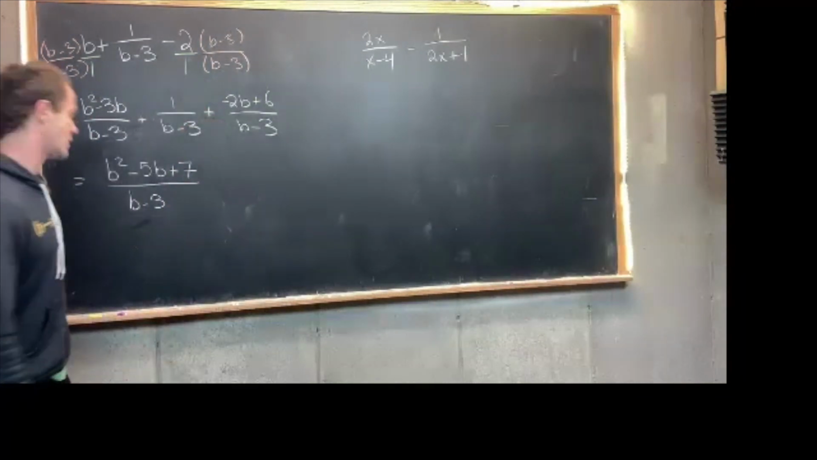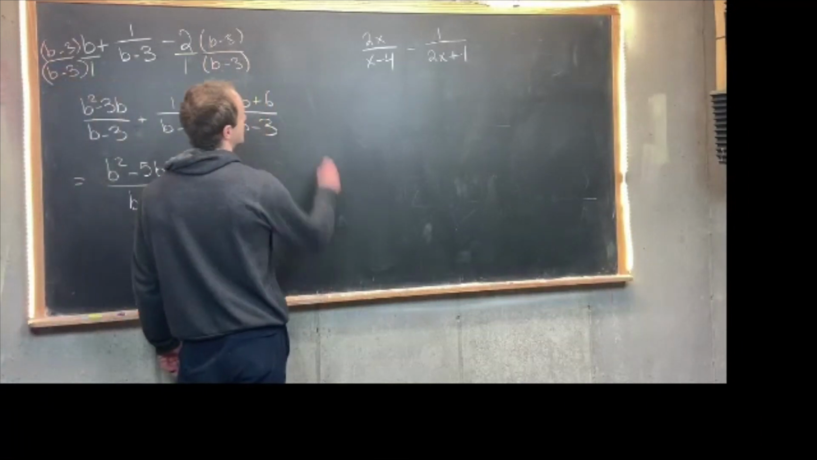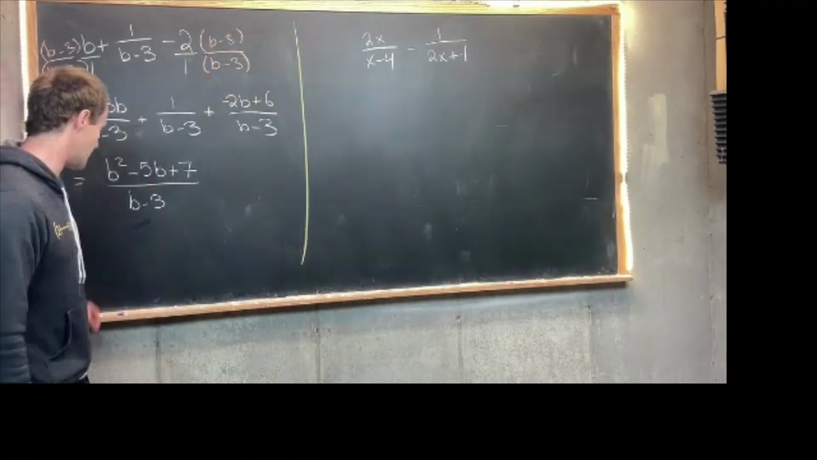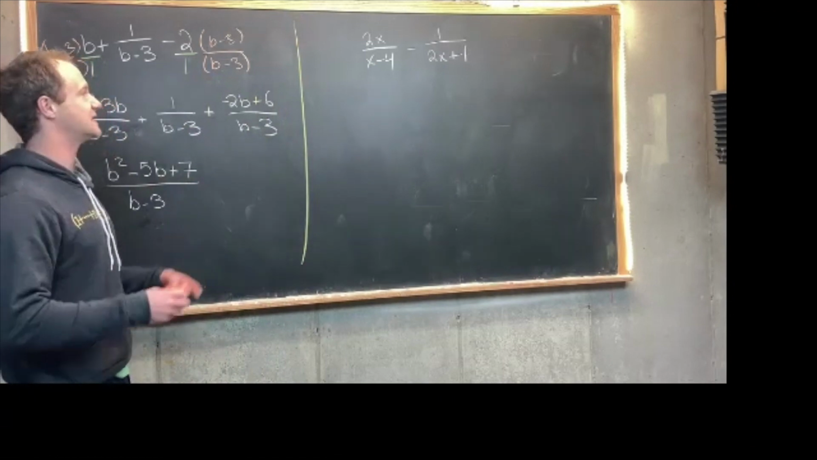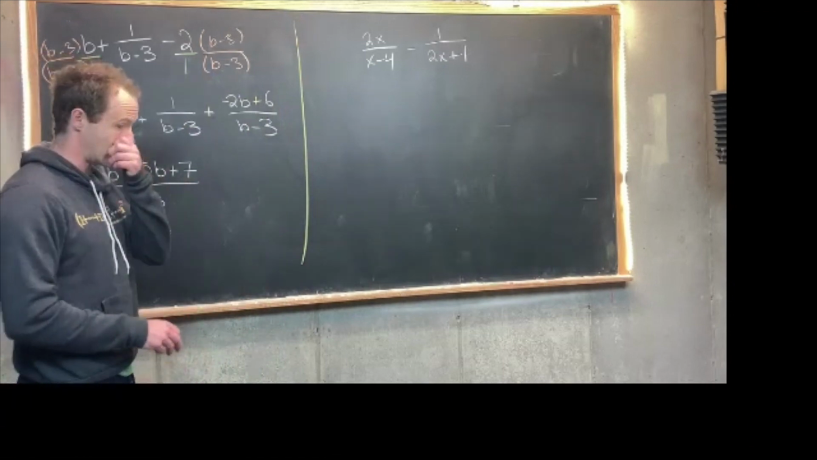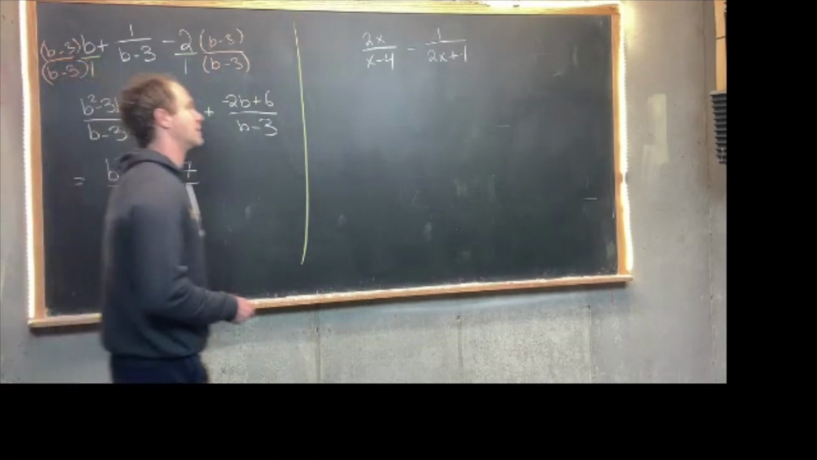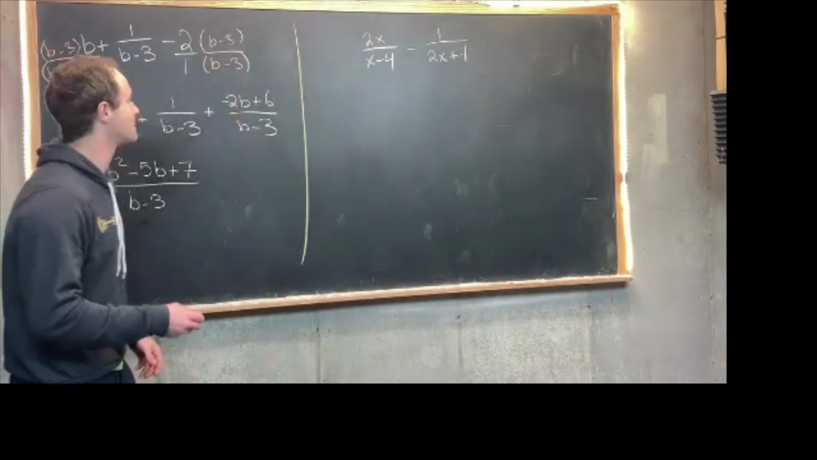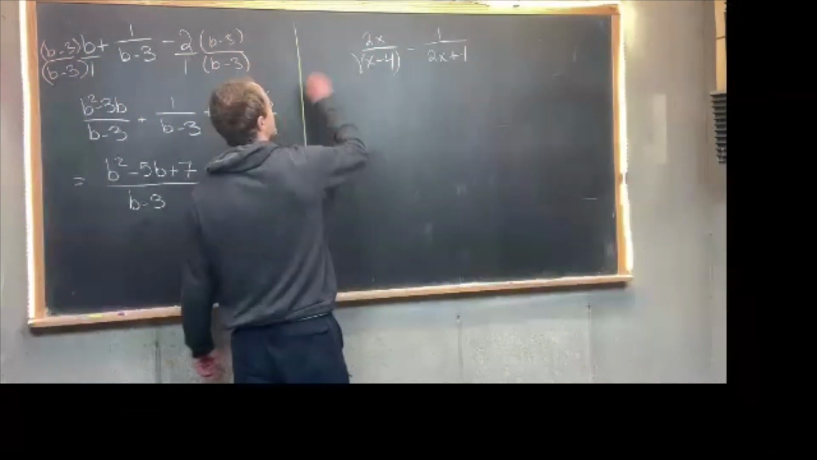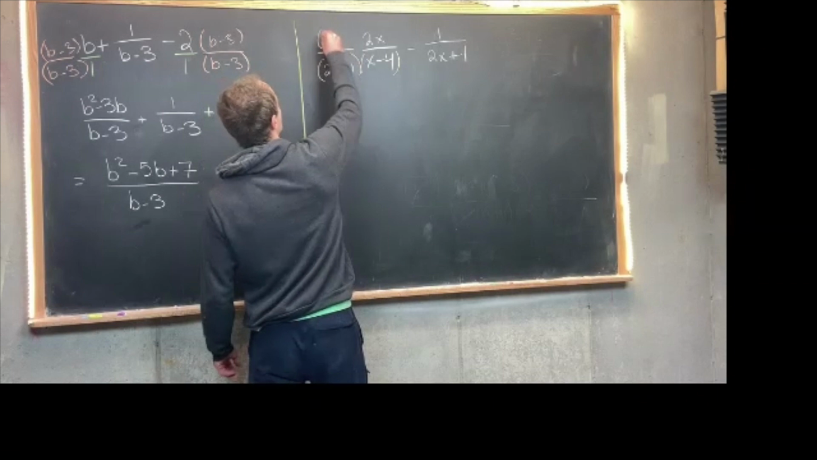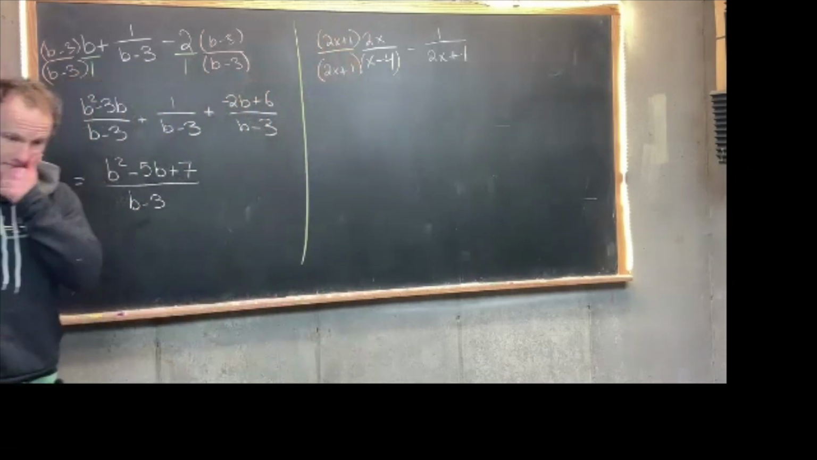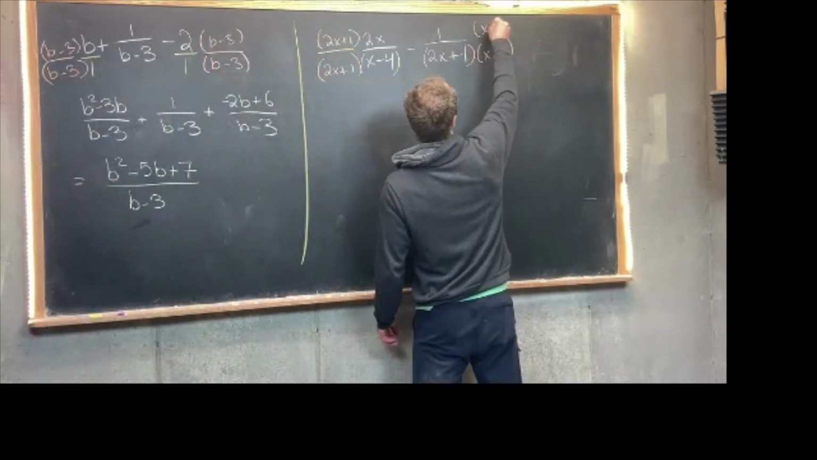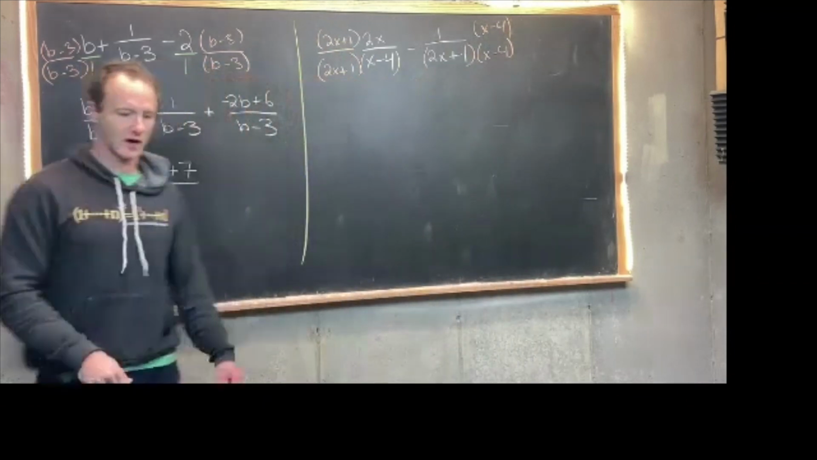All right, now let's go ahead and look at this next one. So for this next one, we've got 2x over x minus 4 minus 1 over 2x plus 1. We want to do the same kind of thing. In this case, we've got two terms that have a denominator which is not equal to 1, but we'll need to build them to have a common denominator. So the common denominator will be the product of x minus 4 and 2x plus 1. So let's go ahead and do that. That means we're going to multiply this first term by 2x plus 1. We need to build the denominator up to that common denominator. And then we're going to multiply this second term by x minus 4.